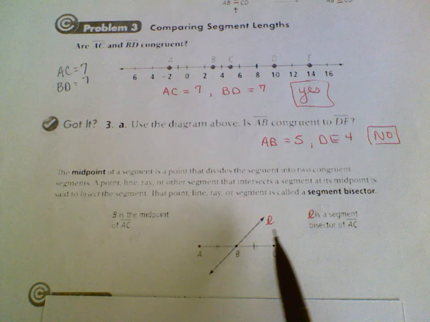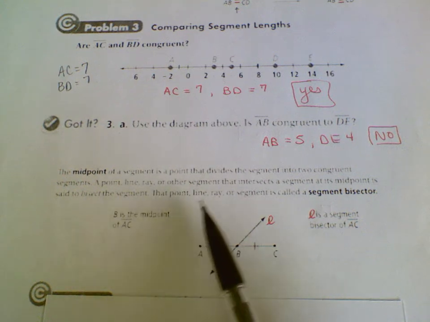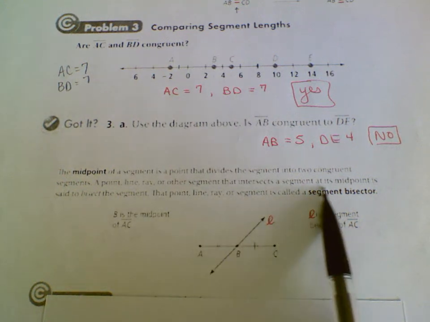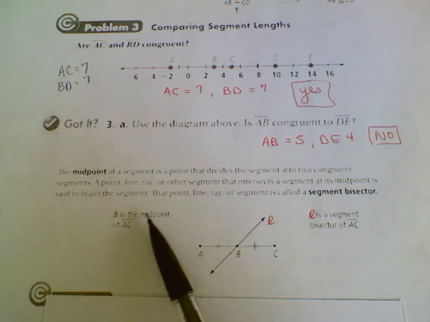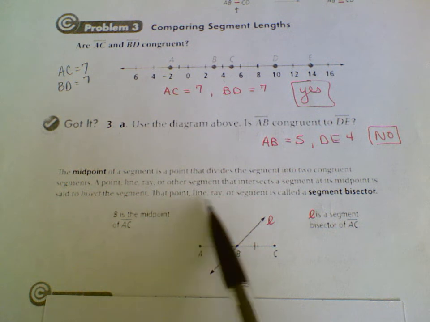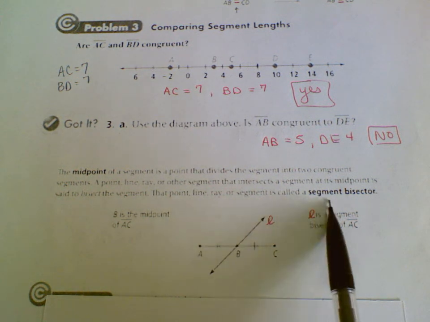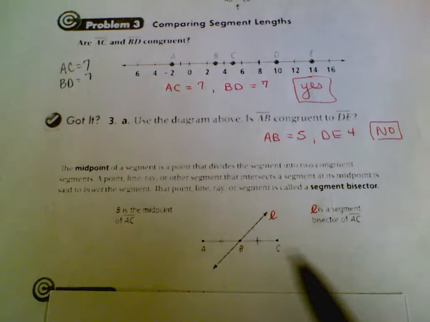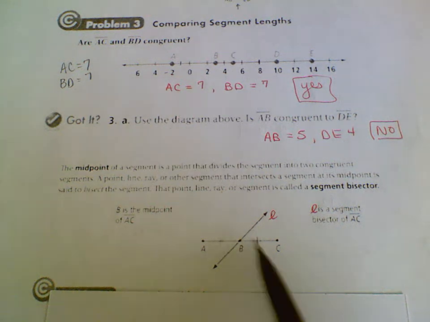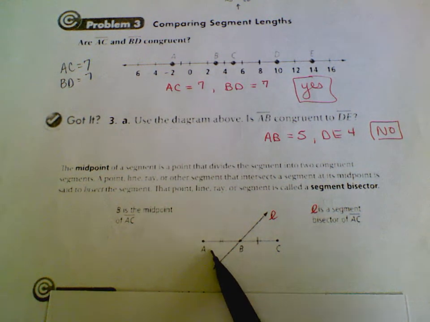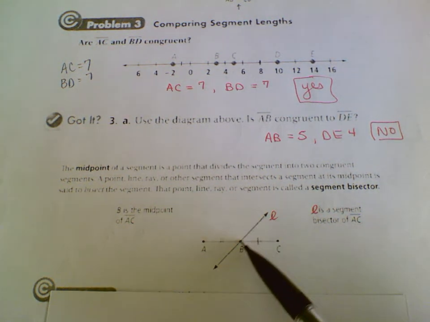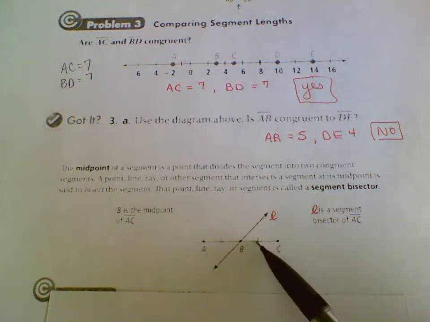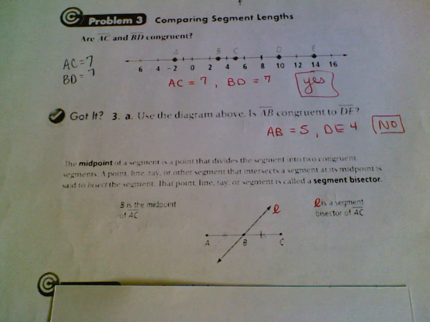The other thing that it gives to you is a point, line, ray, or other segment that intersects a segment at its midpoint is said to bisect. That point, the line, ray, or segment, is called a segment bisector. So first off, B is a midpoint because it cuts it into two congruent pieces. And then segment bisector means this is the line that bisects it, so that's just the name of it. Okay, bisect: bi, two; secting, cutting it in half.